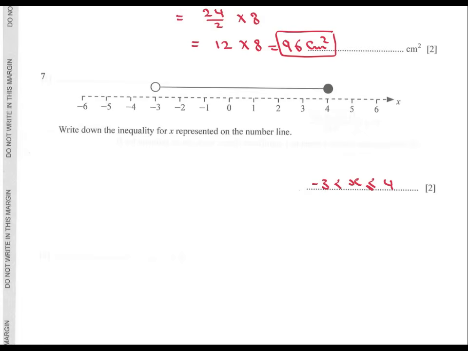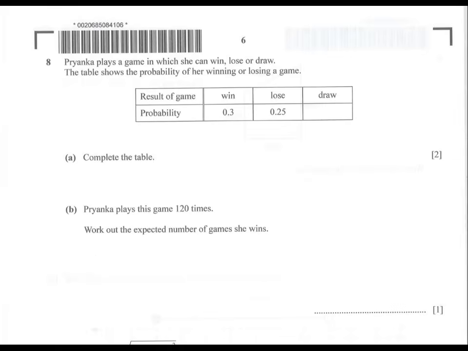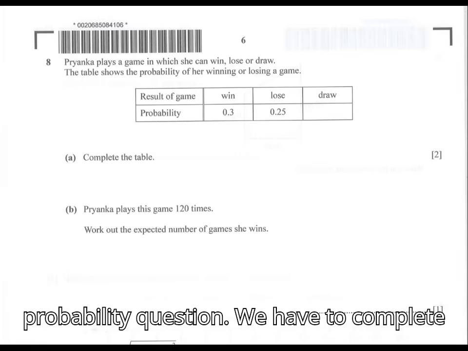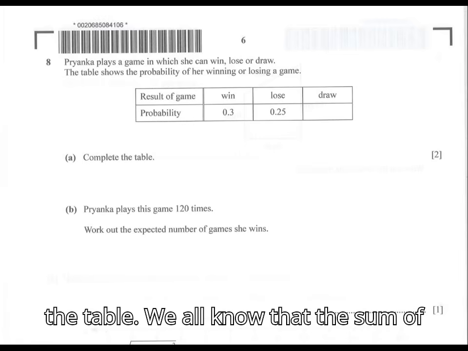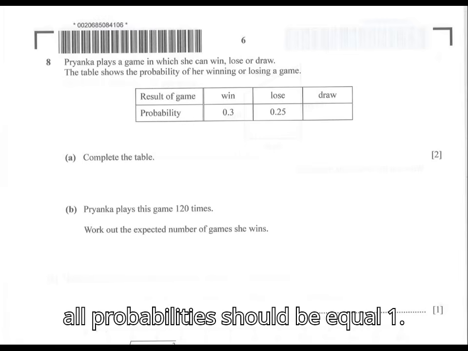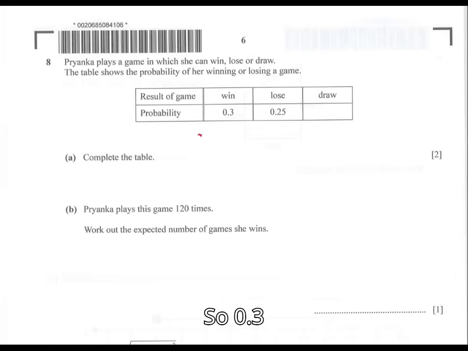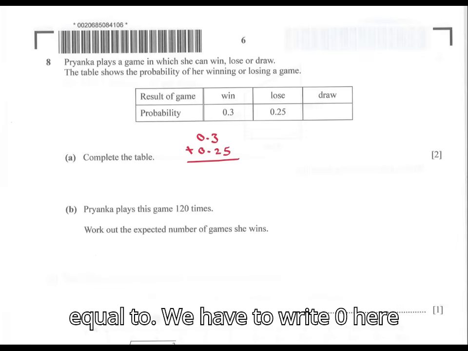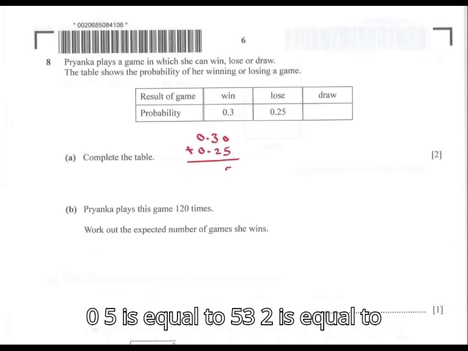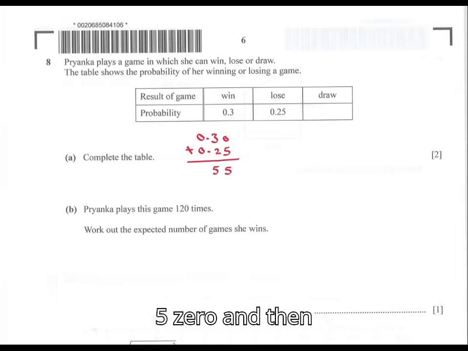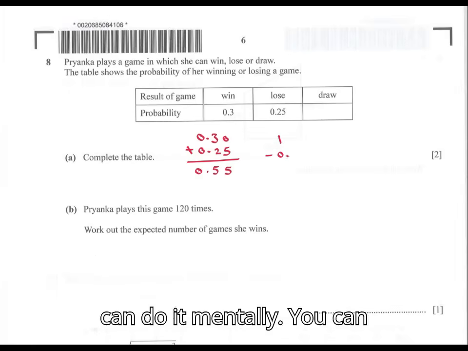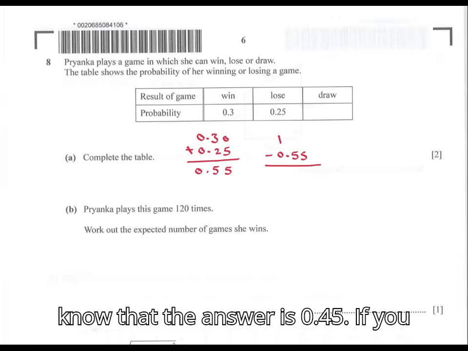Let's go to the next page. Question 8. Probability question. We have to complete the table. We all know that the sum of all probabilities should be equal to 1. So 0.3 plus 0.25 is equal to 0.55. Then subtract 1 minus 0.55. You can do it mentally. You can know that the answer is 0.45.